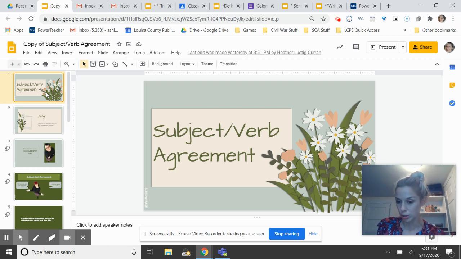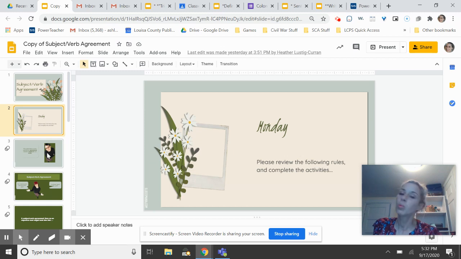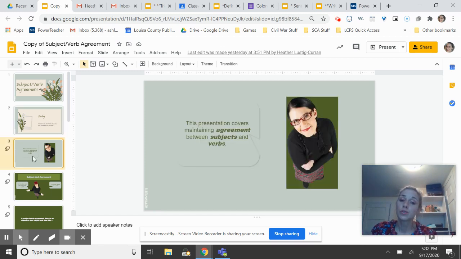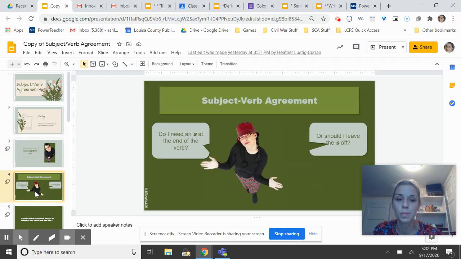About subject-verb agreement. So let's start with Monday's work. What we're going to do today is review the following rules, and then I'm going to get you kind of started on the activity. So first of all, this presentation, your grammar presentation, is going to talk about an agreement between subject and verb.